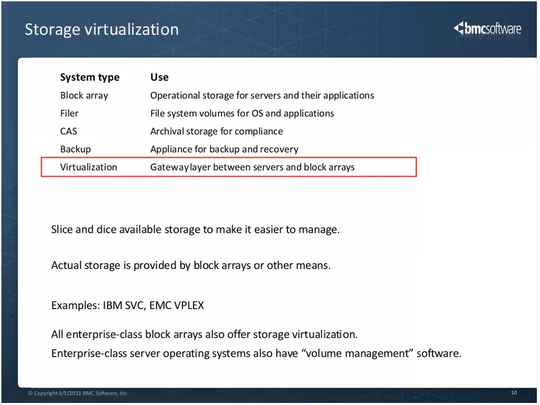Finally, there are virtualization systems. There are various ways of slicing and dicing the available storage on arrays to make it easier to manage. So, for example, extract or expose some 100 or so devices from backend arrays and then slice them into smaller volumes for consuming at the server level. The actual storage in this case is provided by the block arrays or by other means. But what the virtualization system offers is an easy way to map virtual volumes to this existing storage.